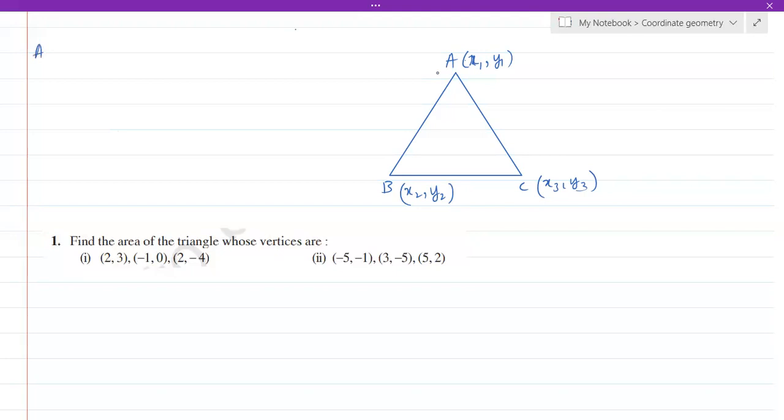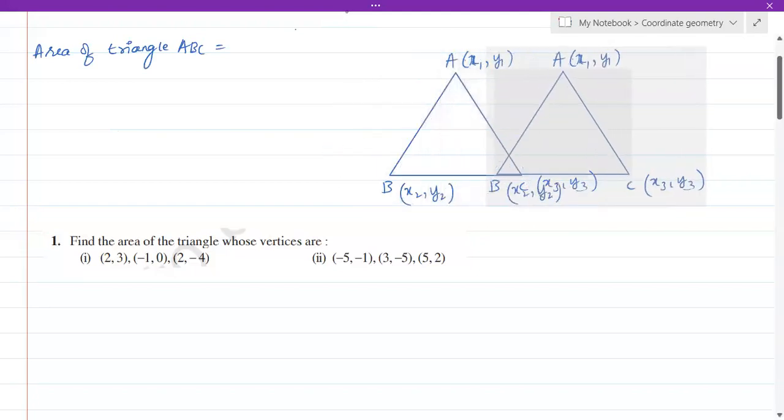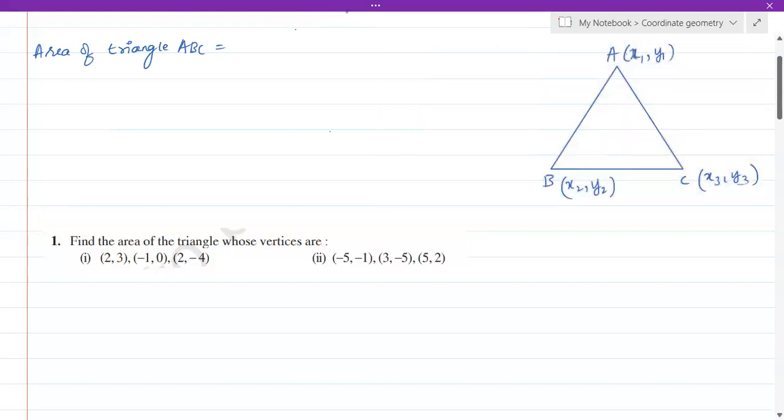So the area of triangle ABC is equal to, and it's very easy to remember, half into x1 times (y2 minus y3) plus x2 times (y3 minus y1) plus x3 times (y1 minus y2).